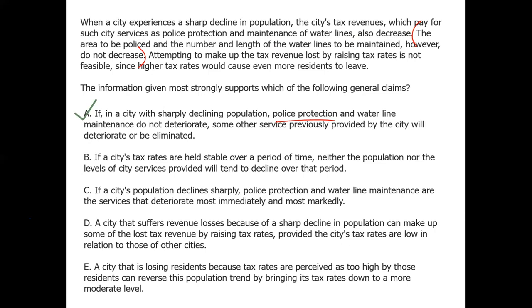Now, Alpha is saying that if the government takes a call that police protection will not decline, which means if there were 1,000 policemen earlier, there will be 1,000 policemen now as well, despite a decrease in the overall population and hence a decrease in the revenues. So that's what Alpha is talking about. Absolutely. Others will decrease then.